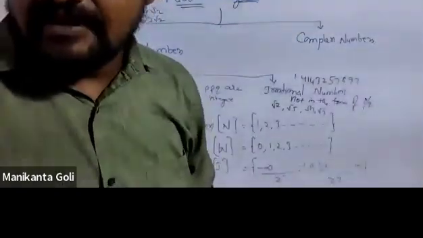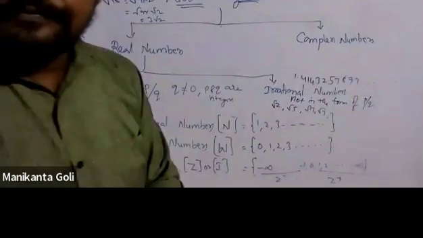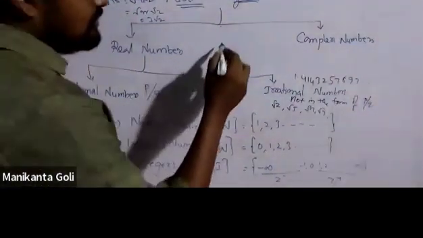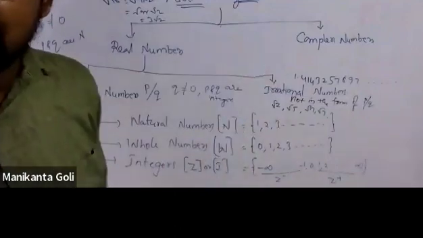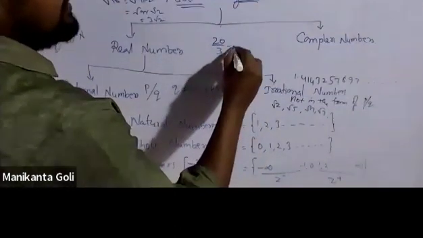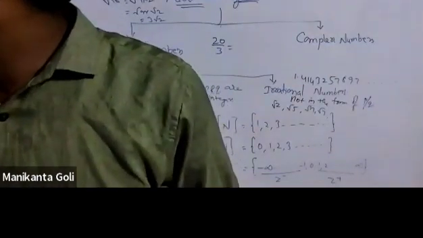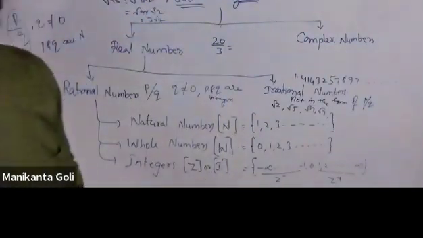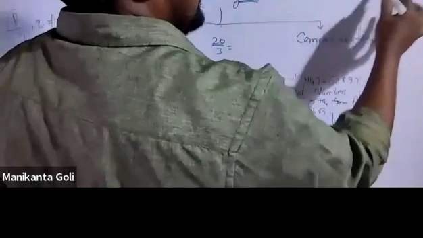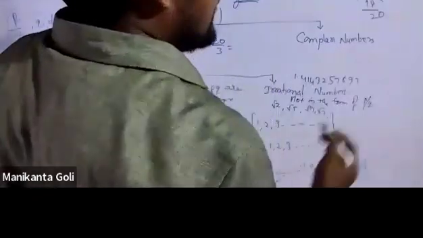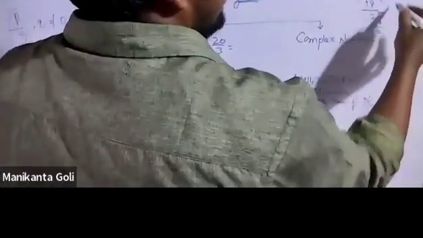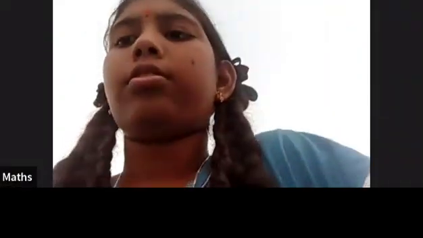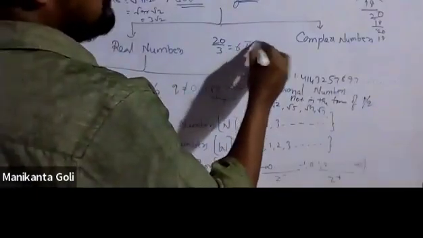For example, I am telling an example of a rational number: 20 by 3. What is the value of 20 by 3 in decimals? Tell me. So that is 6.6666. 20 minus 18 is 2, again 6, 20, 18. So it's repeating. What is the answer? 6.6 bar.